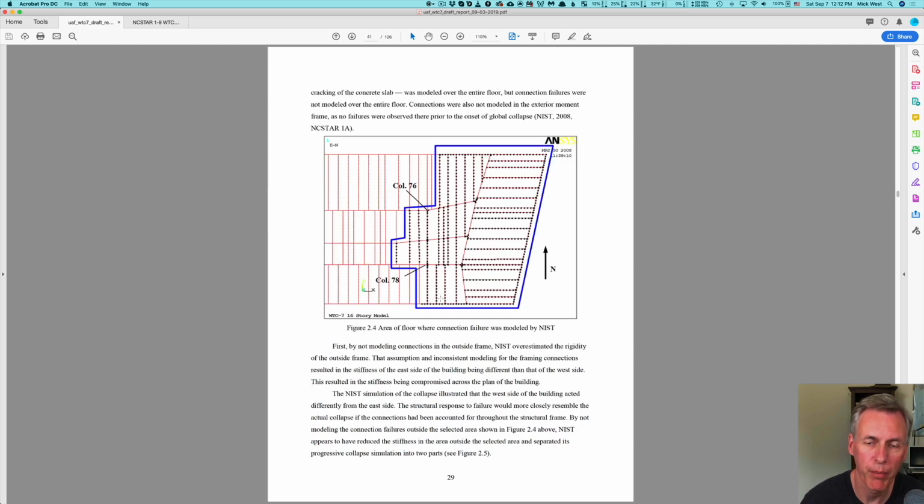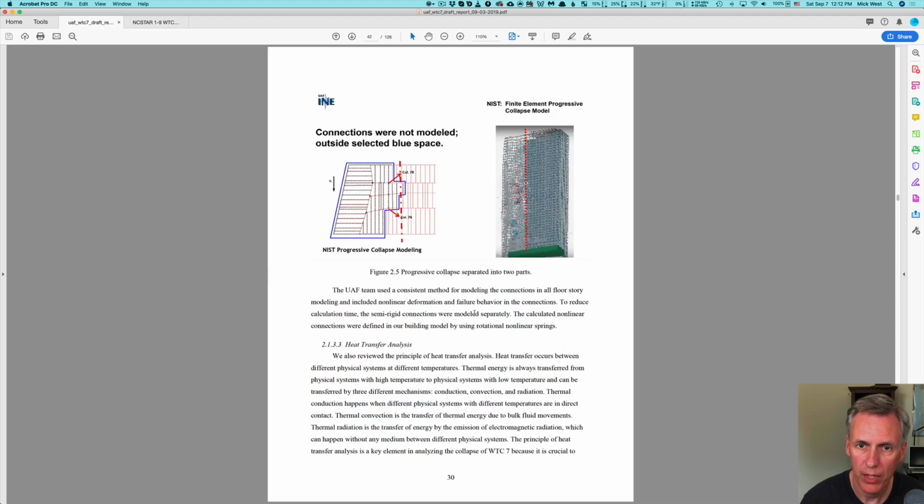If you even look at the diagram on your previous page, it says here ANSYS. It says World Trade Center 7 16-story model. This is what they did in the 16-story model. This is not the 16-story model. This is not the ANSYS model. This is the LS-DYNA model. Why did you get them confused?